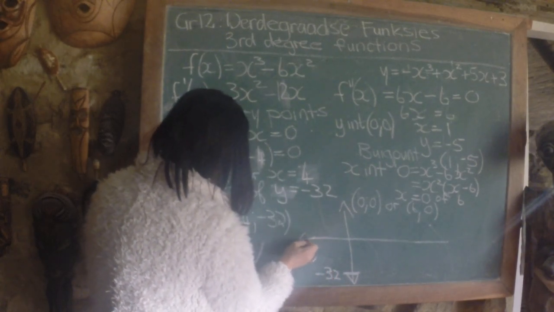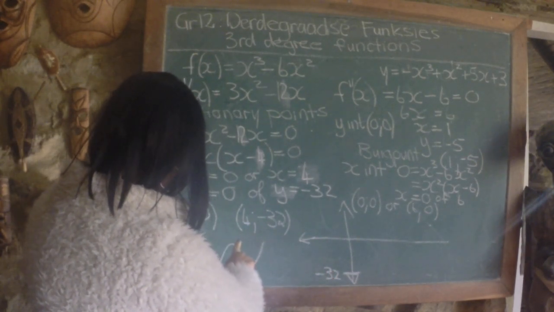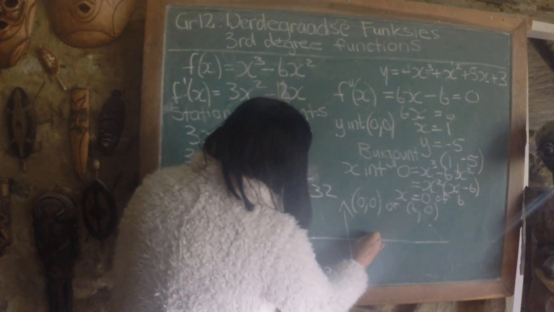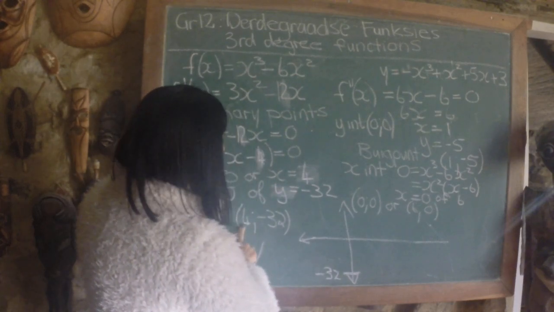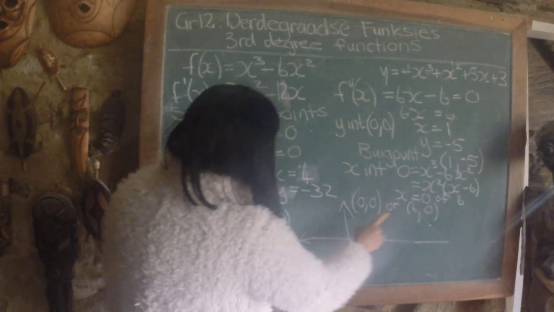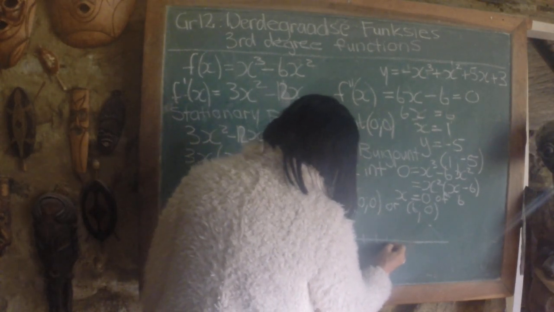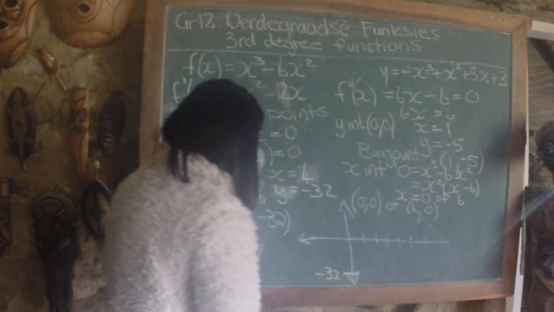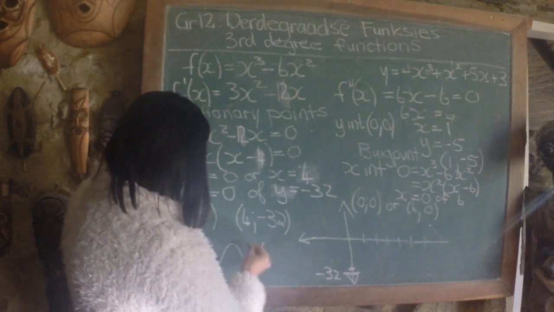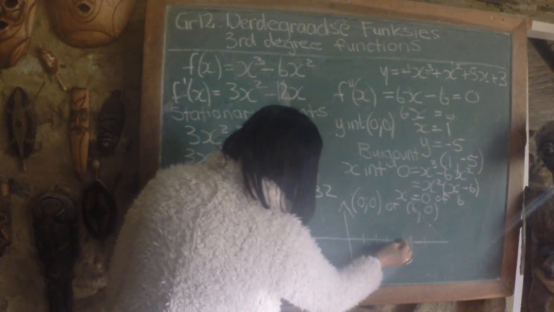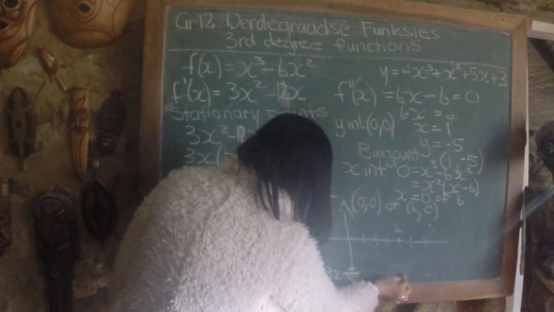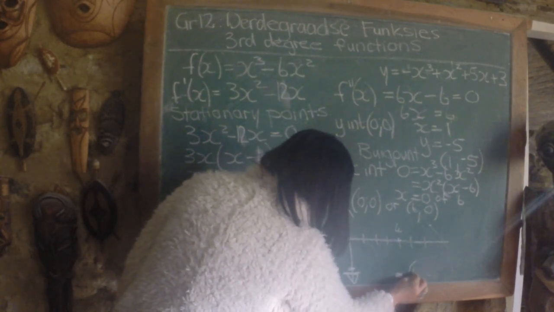Okay. We've got 0, 0 is the origin. Then we need a 4 on the x-axis. The 4 we need and a 6. 1, 2, 3, 4, 5, 6. So there at 4, minus 32, there's one turning point.